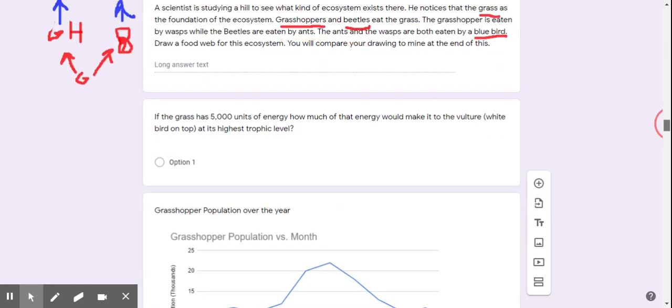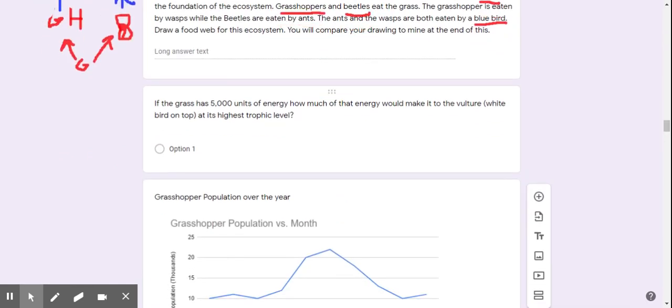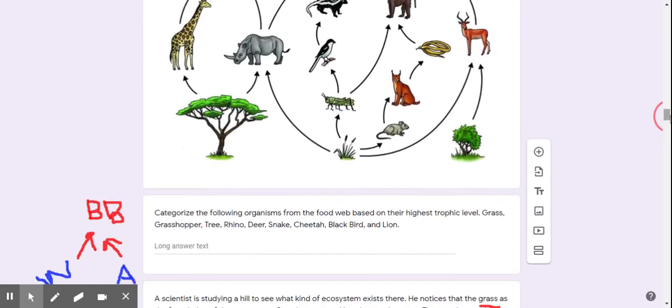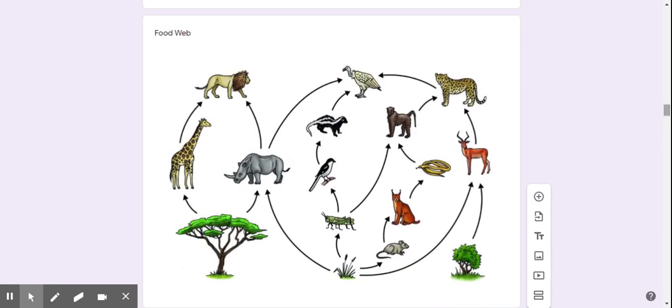So we're going to continue going down, and right here. If the grass has 5,000 units of energy, how much of that energy would make it to a vulture, the white bird at the top at the highest trophic level? So the grass has 5,000 units of energy, and we want to see how much is going to make it to the bird at the very top at the highest trophic level. So he has a couple different paths.